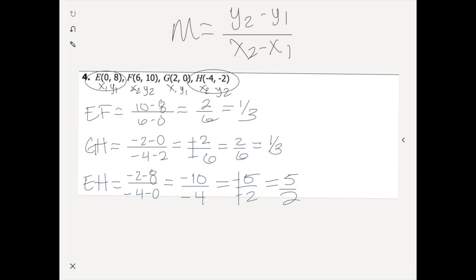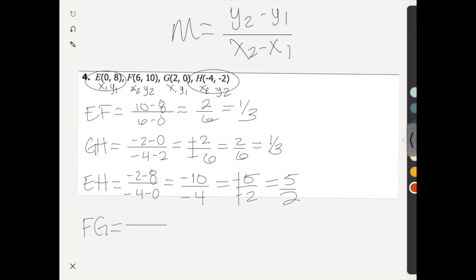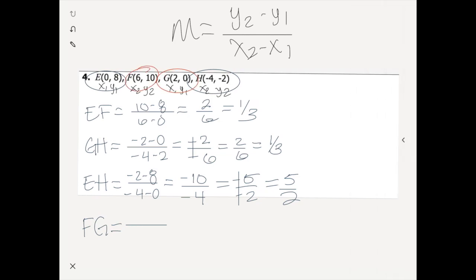Last one we have is FG. So that's F and G right here. We're going to have 0 minus 10 over 2 minus 6. That's going to give us negative 10 over negative 4. Negative over a negative turns to a positive 10 over 4. Reduce, and you get 5 over 2.